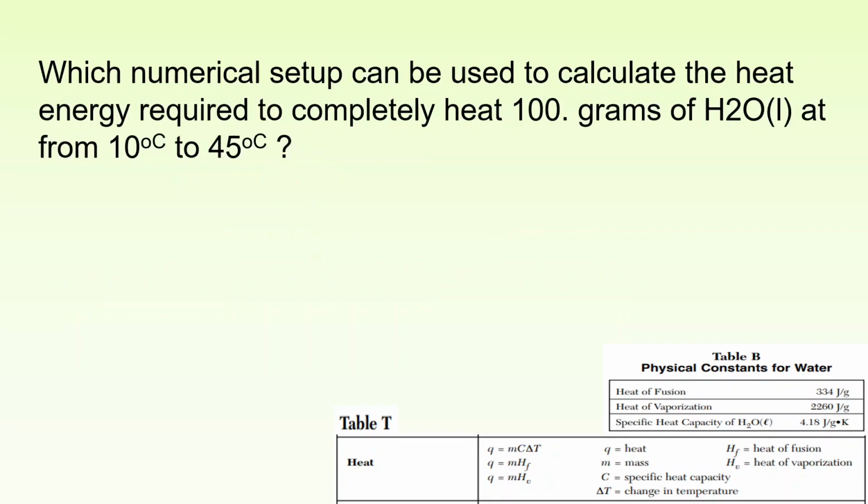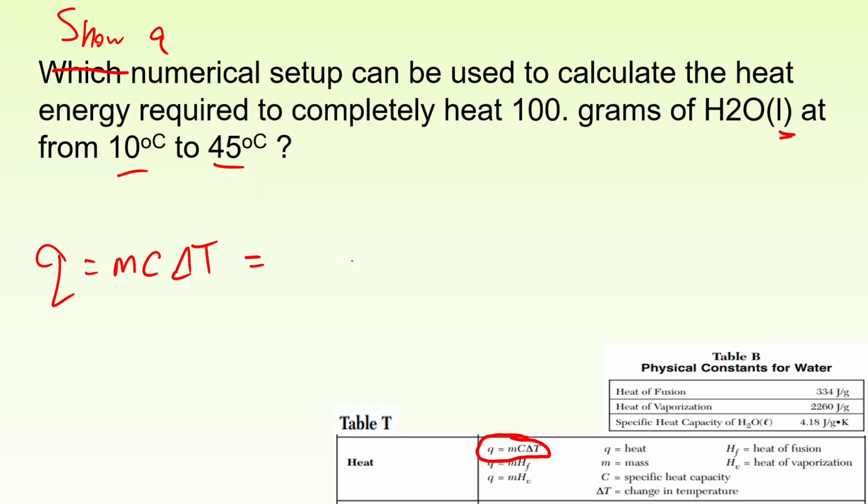All right. Here's another example. Show a numerical setup that can be used to calculate the heat energy required to completely heat 100 grams of H2O liquid from 10 degrees Celsius to 45 degrees Celsius. Oh, we got a change in temperature. That tells me I'm going to have to use this MC delta T. So Q equals MC delta T. All right, well, my mass, they said 100 grams, so 100 grams times my C of liquid water, specific heat capacity of liquid water, times 4.18 joules per gram Kelvin, times my delta T.